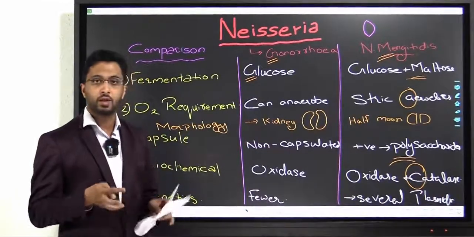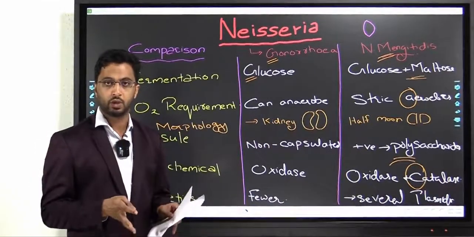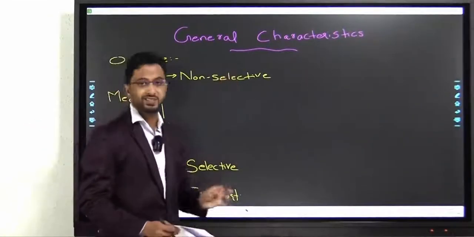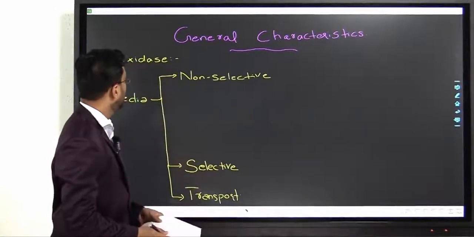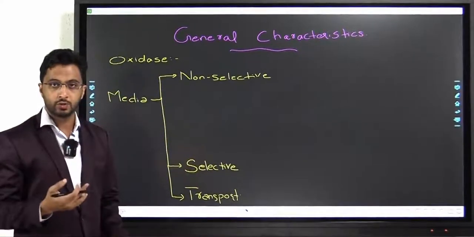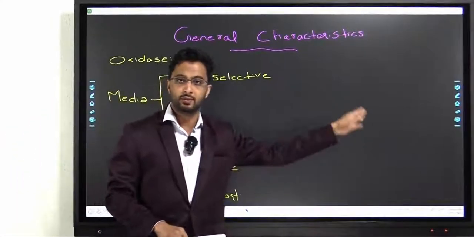Not just comparison, the commonalities. Okay, what is common in both of them? Now coming on to some general characteristics, as I told you, the first thing you have to note here is they are commonly oxidase positive, whereas meningitis is AC, isn't it?